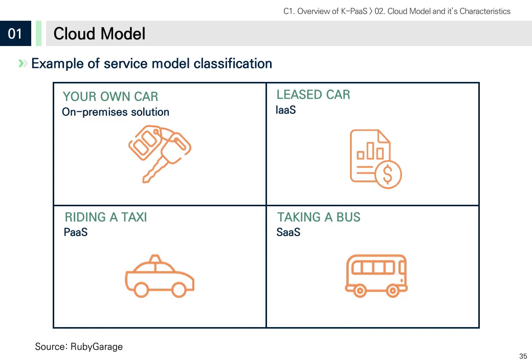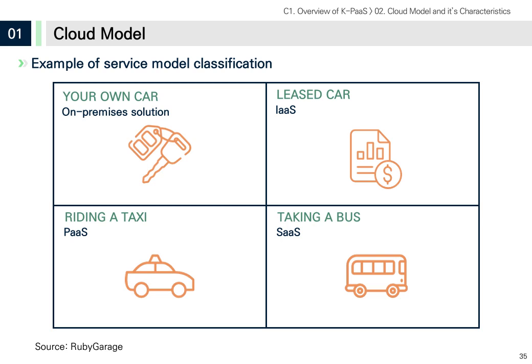The IaaS model is more like renting a car. You don't have to buy a car, but you can borrow it for as long as you need. You drive the car, and you decide where you want to go and what route you want to take. But you can't change the parts of the car.